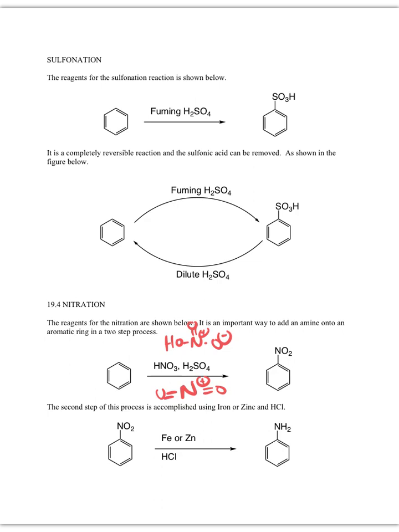Once we've added the nitro group, we can reduce it with iron and HCl, and we can make aniline. So this is nitrobenzene, and this is aniline. And we talked about nomenclature in the last chapter, chapter 16 of this section. So we've already talked about those things.